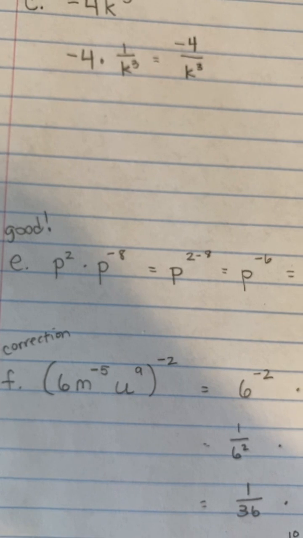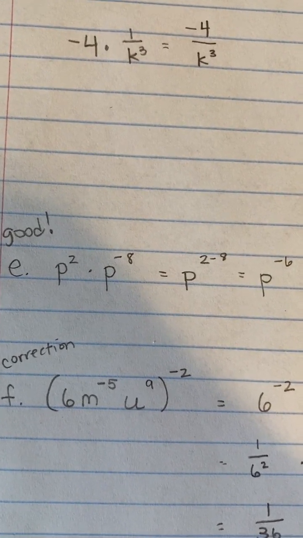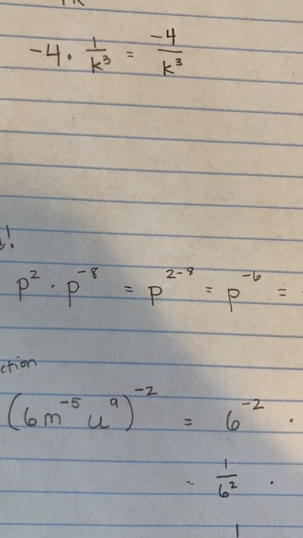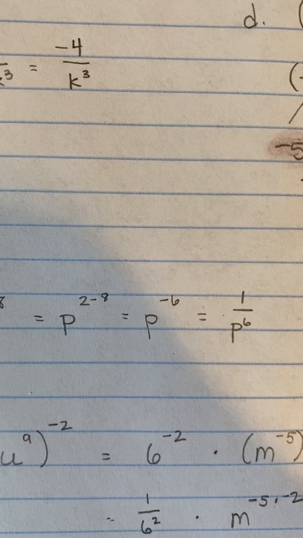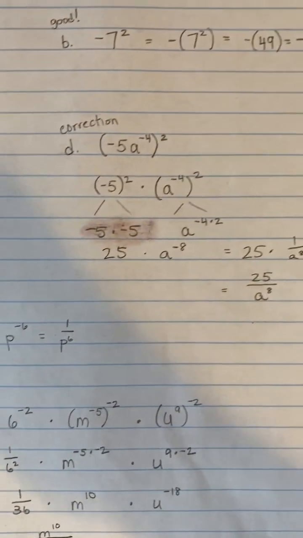E, you did good. This is when you're multiplying. When you're multiplying two of the same variable, you add their exponents together. This one has a negative, so 2 minus 8 is negative 6. P to the negative 6, 1 over p to the 6th. You got that one right. That was good.